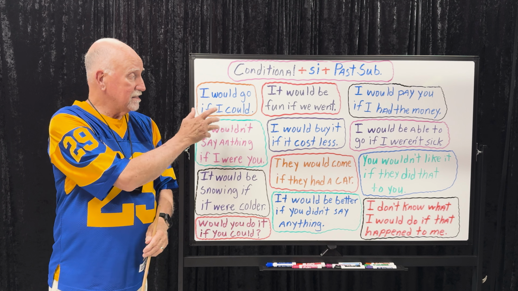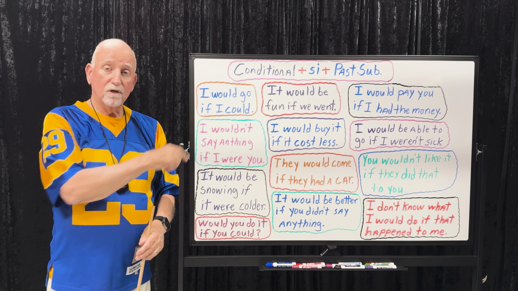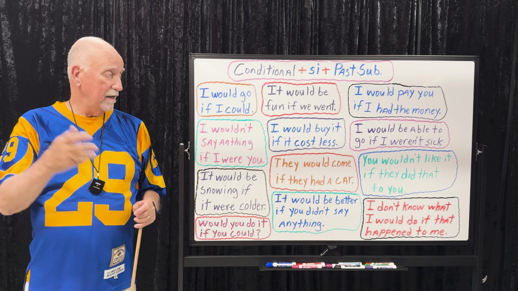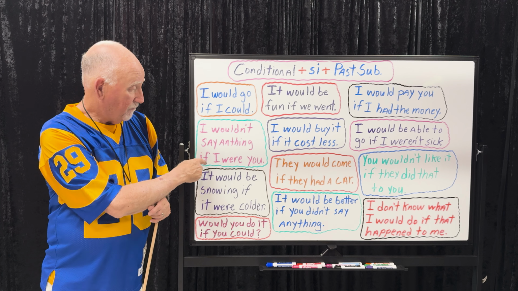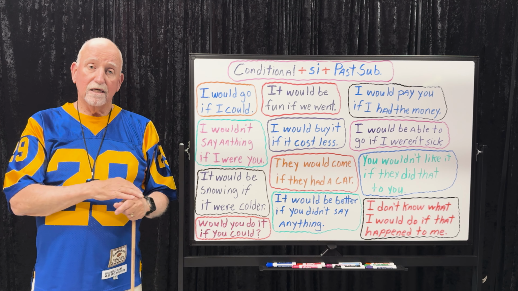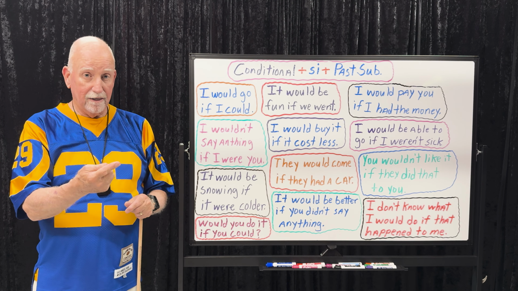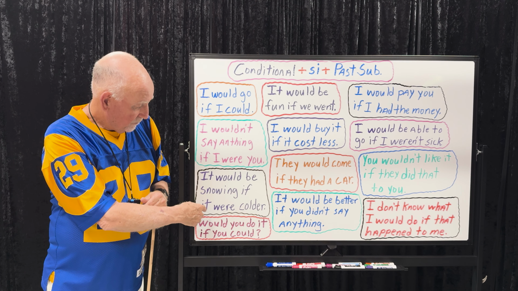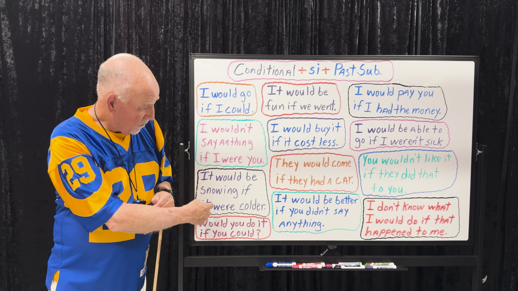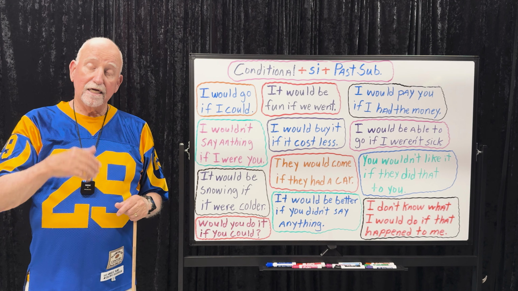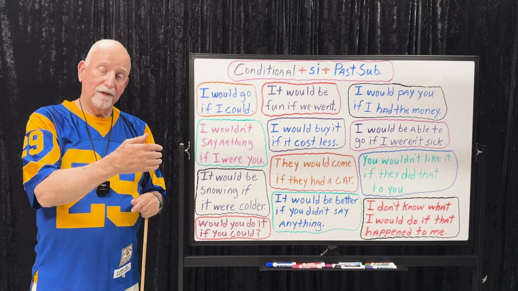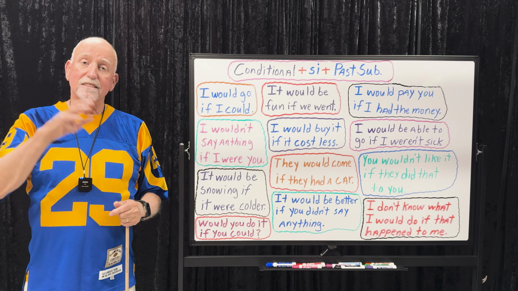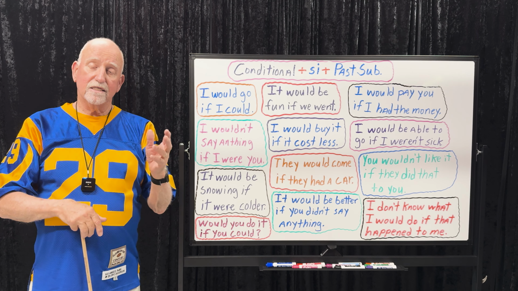You could reverse these sentences. If I could, I would go. Si pudiera, comma, iría. If I were you, I wouldn't say anything. Si yo fuera tú, comma, yo no diría nada. You can turn them around. If it were colder, it would be snowing. Si hiciera más frío, comma, estaría nevando. Lots of flexibility. Okay, that's it for this lesson.